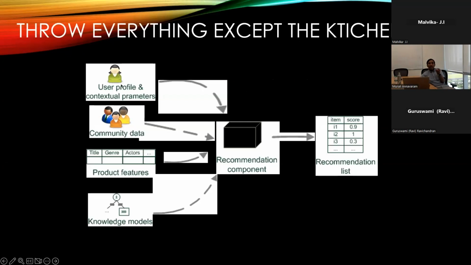Now you have everything that we talked about, which is user profiles, community data, product features, knowledge models, all of it goes into the recommendation model. And then you end up with what I call a sambar equivalent of the large recommendation system. And that's where we are today. The vast majority of recommendation models fall in this category, where you throw everything except the kitchen sink into the problem and you generate a recommendation from them. And you wonder, is it really going to be useful to put so much stuff into this black box?